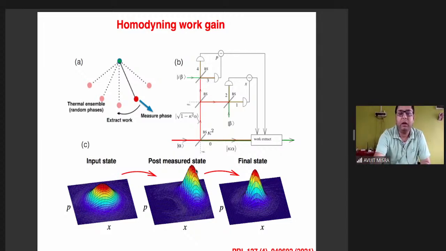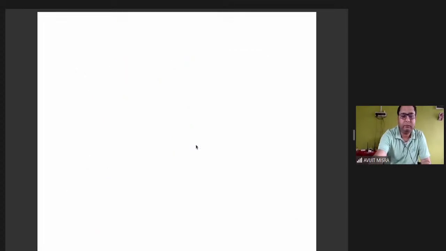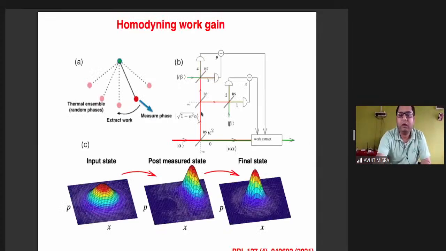Okay. And if we talk in terms of the optical setup, we have a high transmittance beam splitter and a source of light. Due to the high transmittivity, most of the light passes through, and we use a tiny part for homodyning, which measures its phase, like X and P. These three beam splitters are 50-50 beam splitters, and these four are photodetectors.